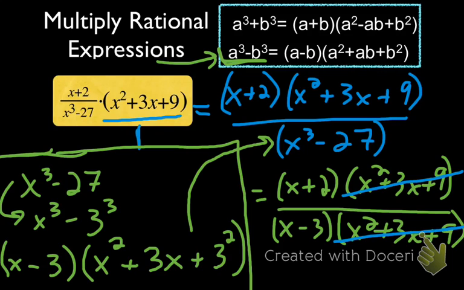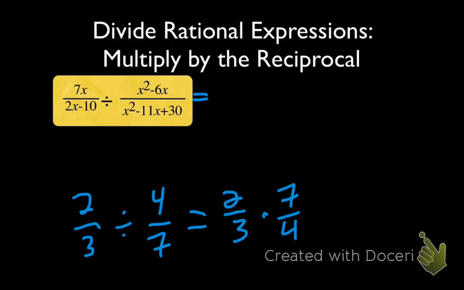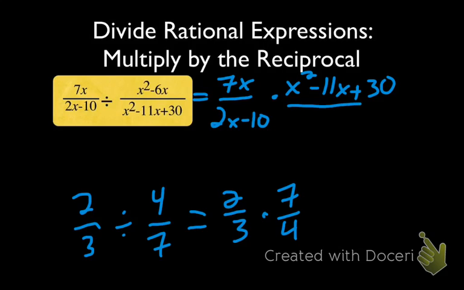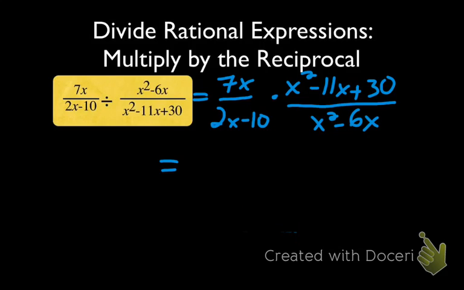What is just multiplication and division? I'm going to change this. I'm going to make this 7x over 2x minus 10. I'm going to multiply now times x squared minus 11x plus 30 divided by x squared minus 6x. Use my magic eraser, and I'm going to make this. Oh, look at that. I better use parentheses here. But it becomes a multiplication problem.